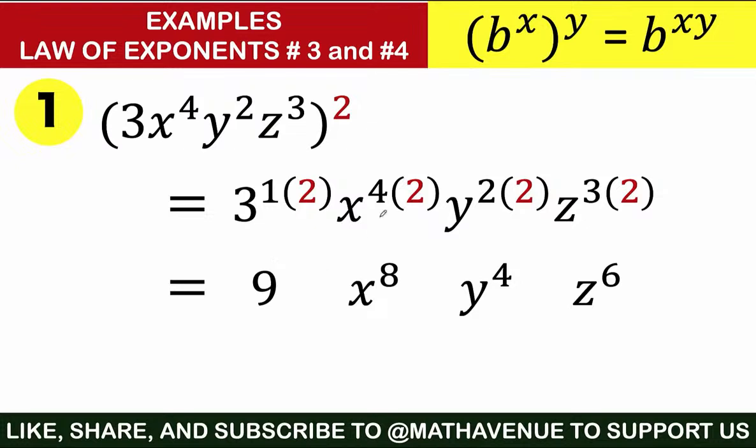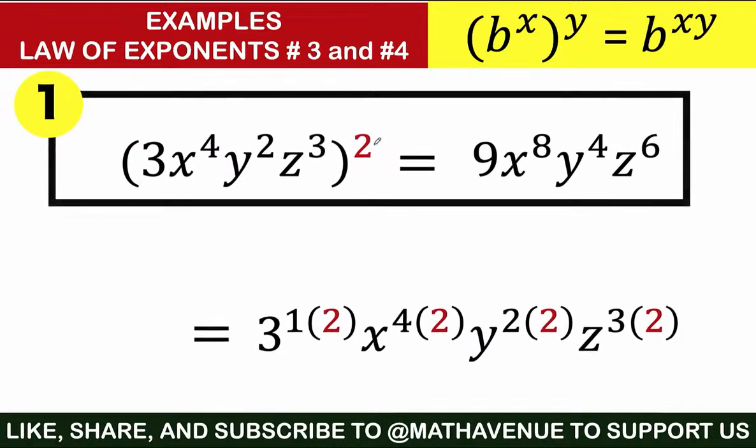3 squared is 9, then multiply 4 times 2 to get 8, 2 times 2 to get 4, 3 times 2 to get 6. Copy the bases. Now the common problem here is many students tend to forget that this 3 should also be raised to the 2nd. They just copy the 3 and then perform the application of the laws of exponent for the variables. That's a common mistake. This numerical coefficient should also be raised to the same exponent.